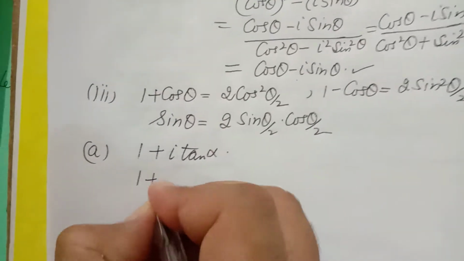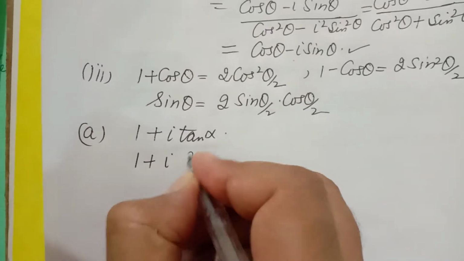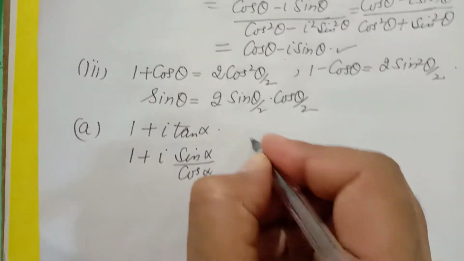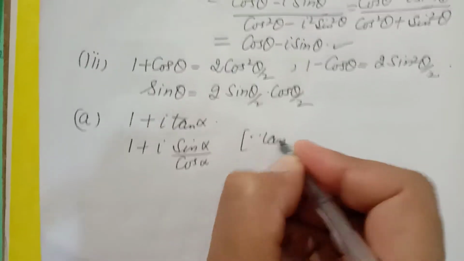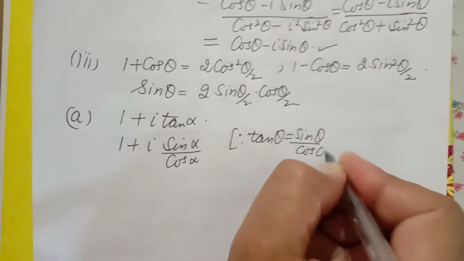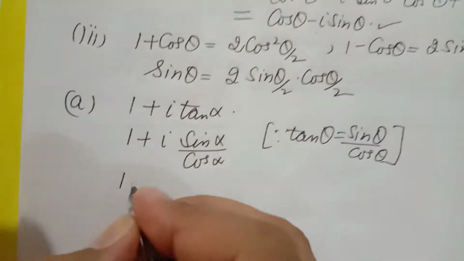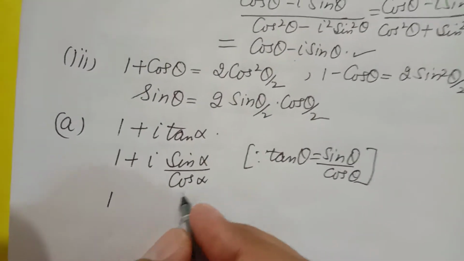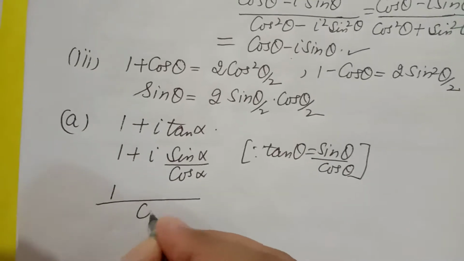So firstly we are changing tan alpha. Tan alpha can be changed into sine alpha over cos alpha. Why? Because tan theta is always equal to sine theta over cos theta. So that's why we are changing it in this form. So it becomes 1 plus iota sine alpha over cos alpha. Then the next step is taking the LCM of that.